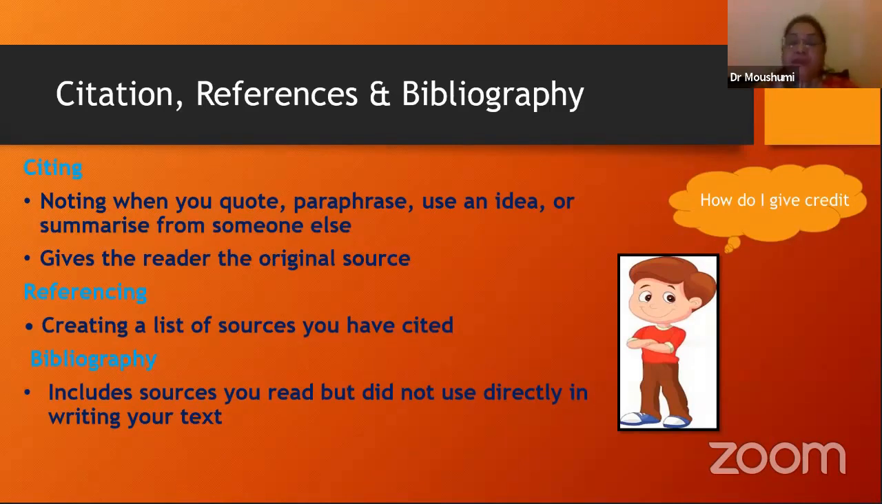So citing is giving credit to a person whenever you take a quote or some idea. Referencing is making a list of what you have cited. And a bibliography is for the many things we keep reading as we go along in our PhD, a research project, or a research paper, but which we don't include in our work. You can still pen it down and give credit to the author. That becomes a bibliography.